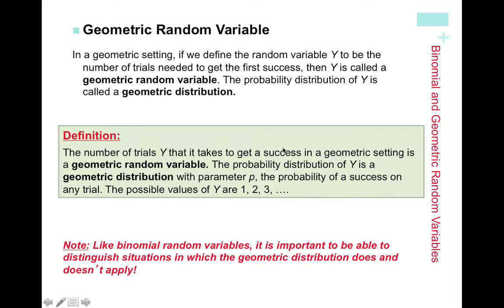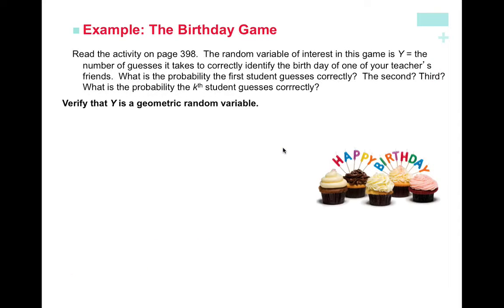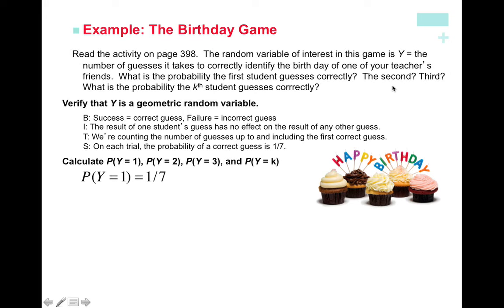You can read over this if you want to. Alright, they have here, you're trying to guess how many guesses it takes until you correctly identify the birthday of one of your teacher's friends. So what's the probability the first student guessed correctly? What's the second, the third? And they're talking about the day of the week, so Sunday through Saturday. So the probability of that being successful is 1/7.